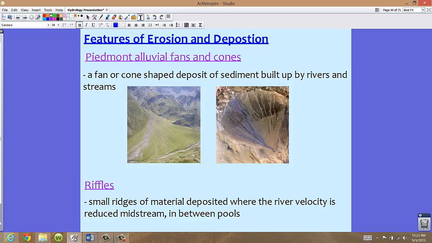We also see things called riffles. These are small ridges of material that are deposited where the river velocity is reduced midstream, like in between pools. So if for whatever reason the velocity or the speed of the river slows down right in the middle, we see these materials, almost like bars. You saw those when we were talking about stream flow in the braided rivers. So there are these ridges of material midstream, and these are because the river velocity basically slows down right in the middle.